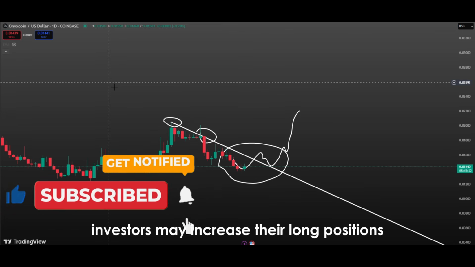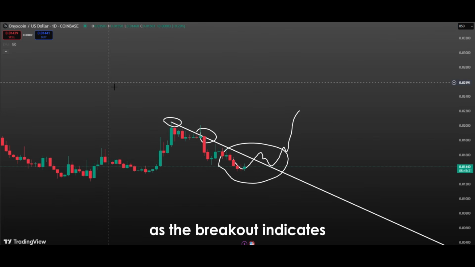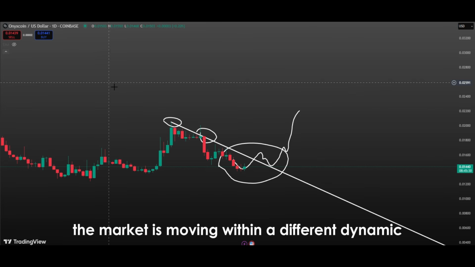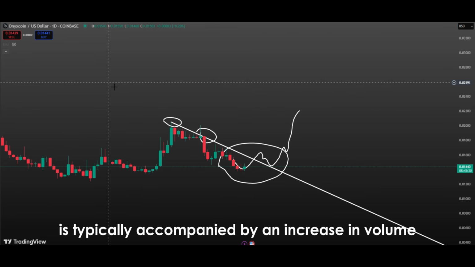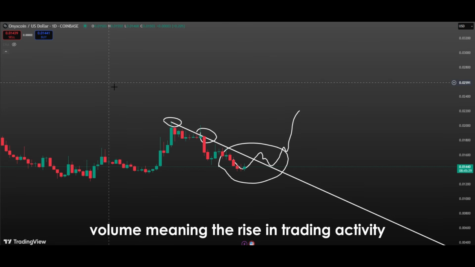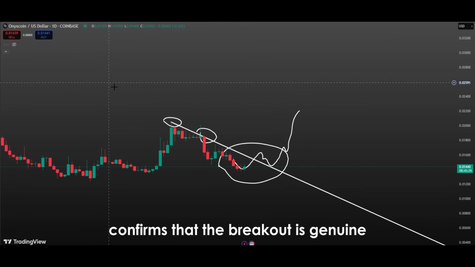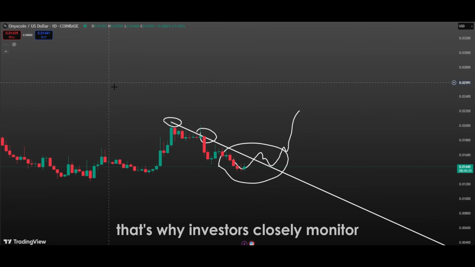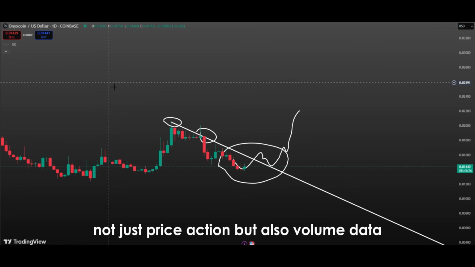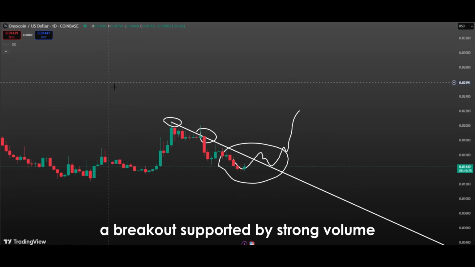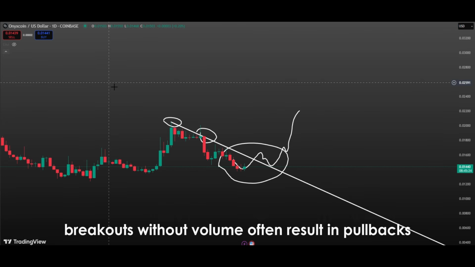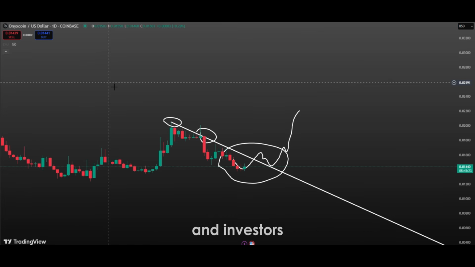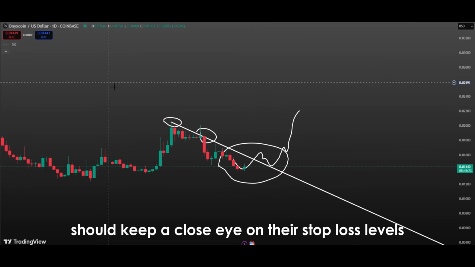At this point, investors may increase their long positions, as the breakout indicates the market is moving within a different dynamic. The break of a downward trend line is typically accompanied by an increase in volume. Volume, meaning the rise in trading activity, confirms that the breakout is genuine and that a strong group of buyers has entered the market. If volume remains low during the breakout, its sustainability may be questioned. That's why investors closely monitor not just price action but also volume data. A breakout supported by strong volume often signals a healthier and more powerful upward move. On the other hand, breakouts without volume often result in pullbacks, and investors should keep a close eye on their stop-loss levels in such scenarios.